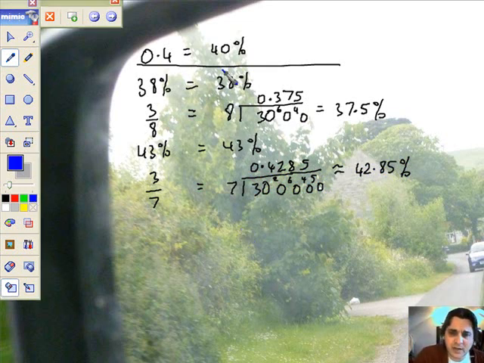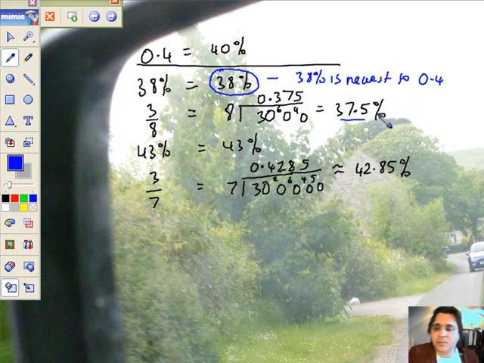What have I got here? We've got 38%, that's only 2 away from 40. This is an extra 0.5% away. This is 3% over the 40, and this is 2.85% above the 40. So therefore, 38% is nearest to 0.4, and that's quite a challenging question, really.